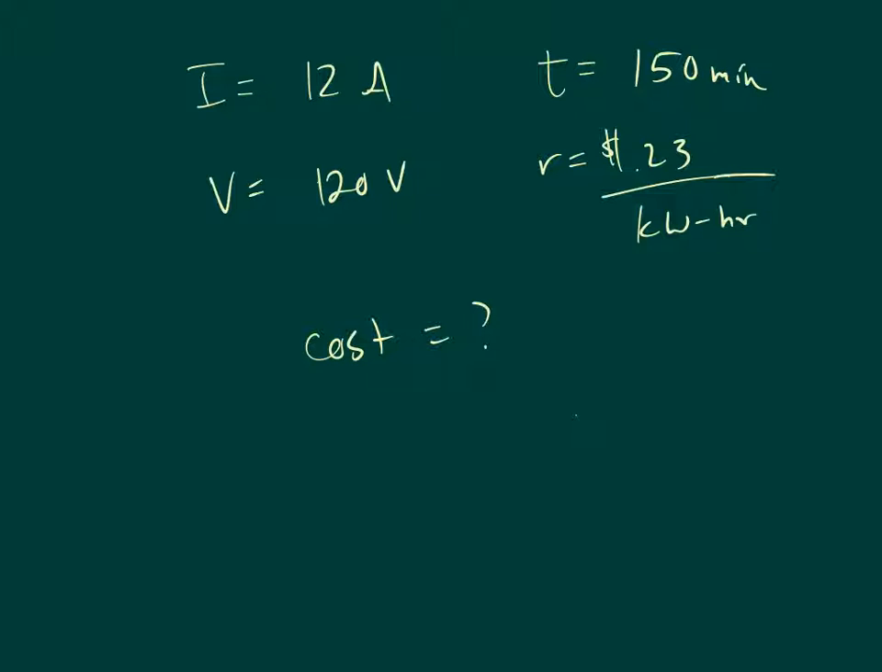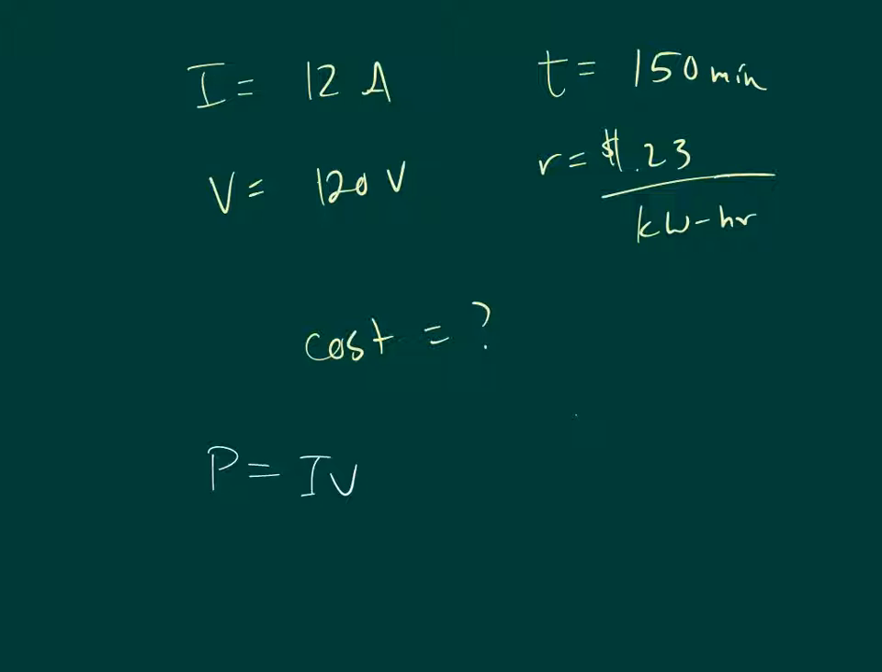If you didn't have the current and voltage, maybe you have the resistance. That's fine also. But you need at least 4 variables here. You need time and rate always. And then you need either 2 of 3: either current and voltage, current and resistance, or resistance and voltage. So you start by finding the power. Since I have I and V, I'm going to use P equals IV for power, because that's the formula with I and V in it.